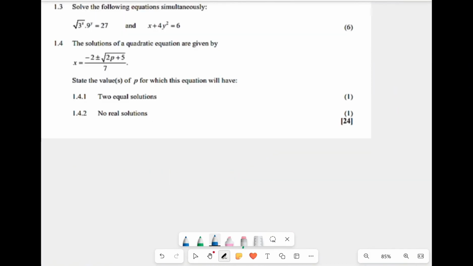All right, now 1.3, we are required to solve for x and y simultaneously. We are given equation number 1 as square root of 3 to the exponent x multiplied by 9 to the exponent y is equal to 27. And then we are given our equation number 2 as x plus 4y squared is equal to 6.